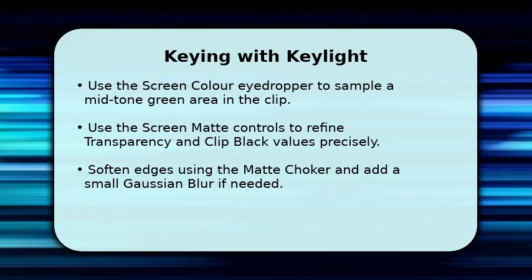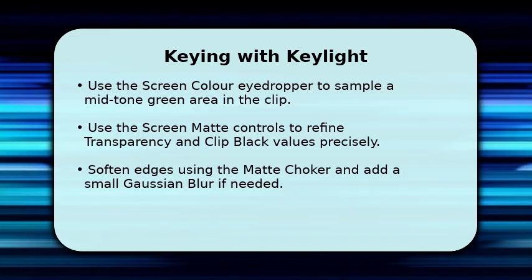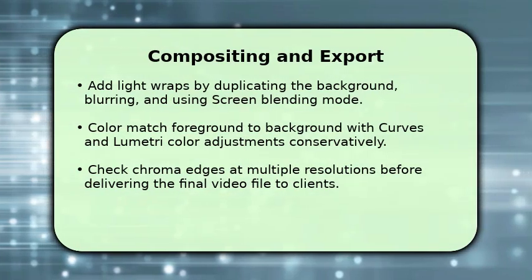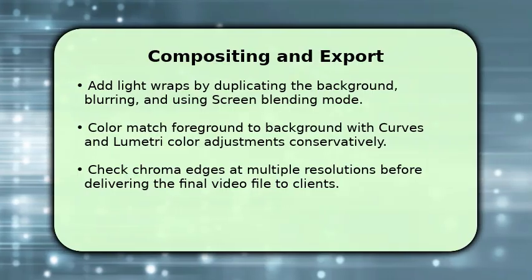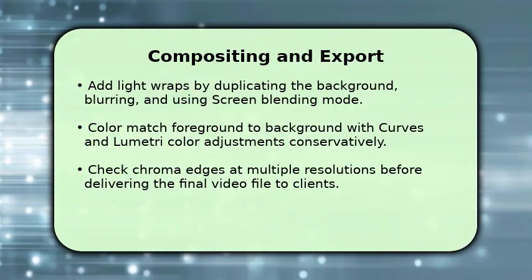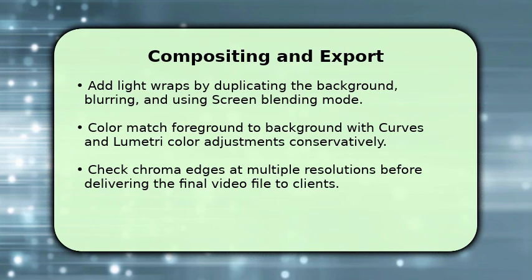Place your keyed foreground over the chosen background layer and align timing precisely. Use position, scale, and rotation to match perspective and visual context accurately. Add light wraps by duplicating the background, blurring, and using screen blending mode to soften edges.